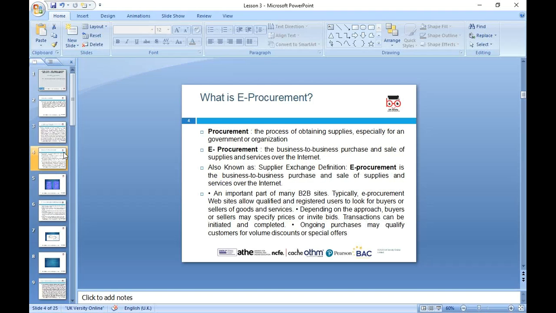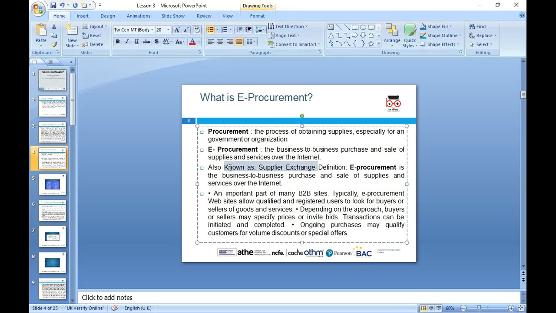So first, what is procurement? The process of obtaining supplies, especially by a government or organization, is called procurement. What is e-procurement? Business to business purchase and sales of supplies through the internet. That's e-procurement, also known as supplier exchange. E-procurement is a business to business purchase and sale of supplies and services over the internet, an important part of many B2B sites.